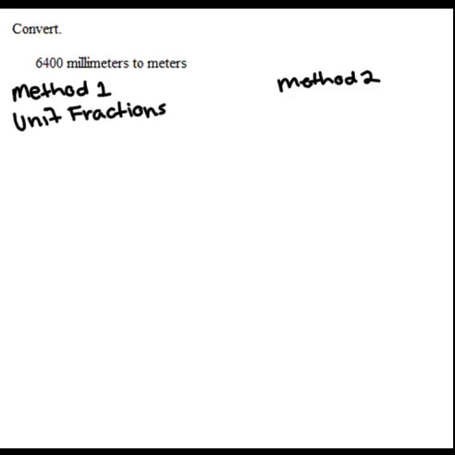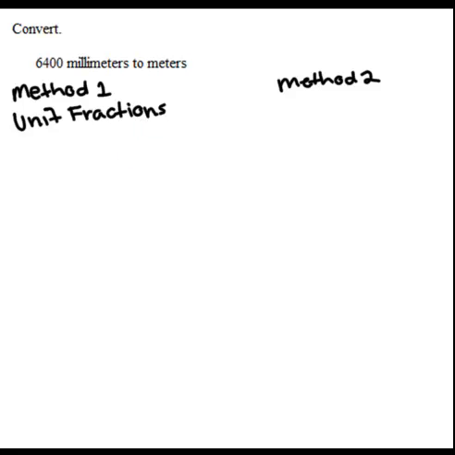There are two methods to convert within the metric system. One method is to use unit fractions. The second method has to do with the relationship within the metric system using an acronym that I'll teach you in a little bit. Let's go ahead and start with just the unit fraction method, which is the method that we use in the American system, and it's the one that you're probably most familiar with.